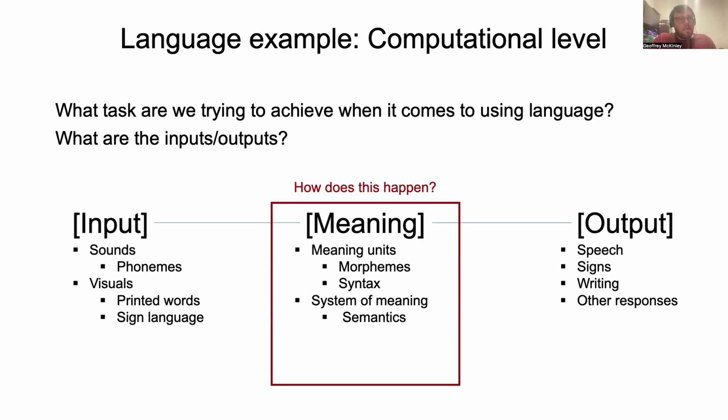And so, the next level then might be, well, the computational level is figuring out what the problem is. And you could maybe think that the problem of speech or of language should be tied to figuring out what's going on in the intervening stage between input and output.